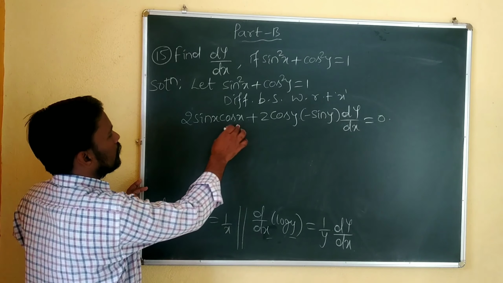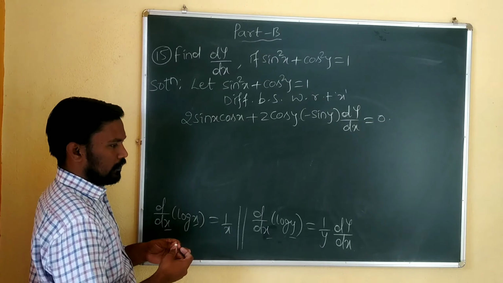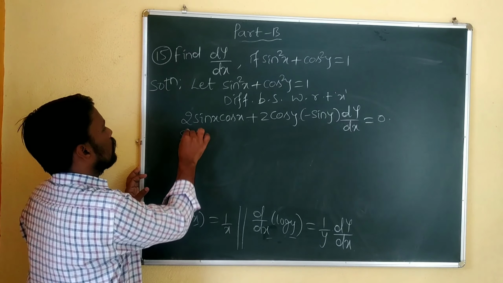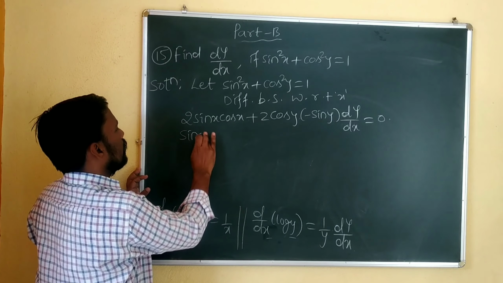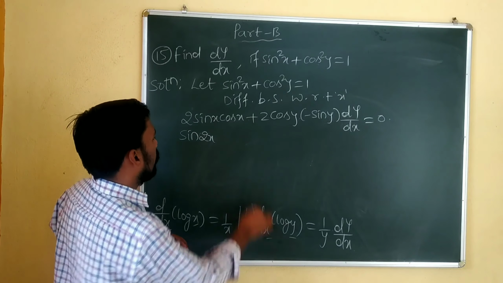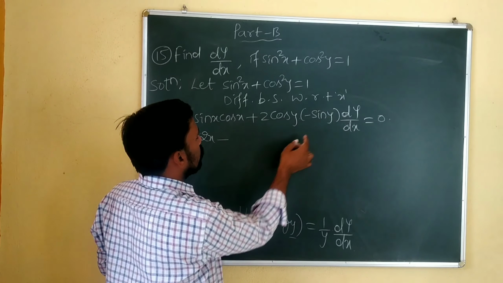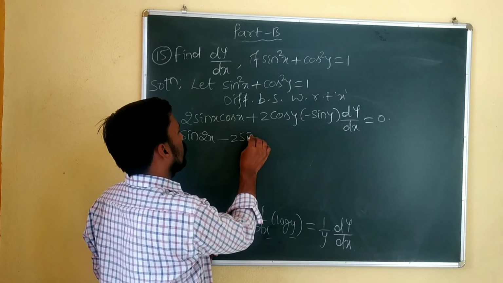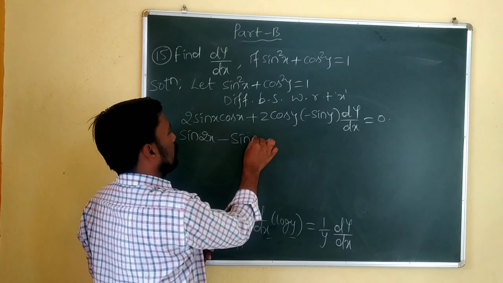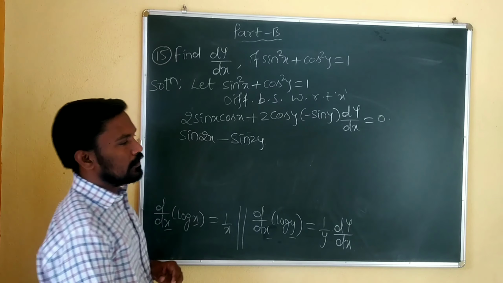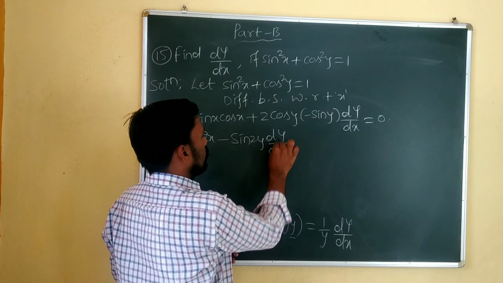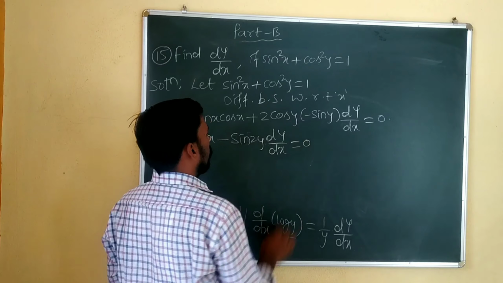So 2 sin x into cos x. Use the trigonometric formula 2 sin theta into cos theta is sin 2 theta. So it is sin 2x, minus plus into minus 2 cos y into sin y, that is sin 2y, into dy by dx, that is equal to 0.